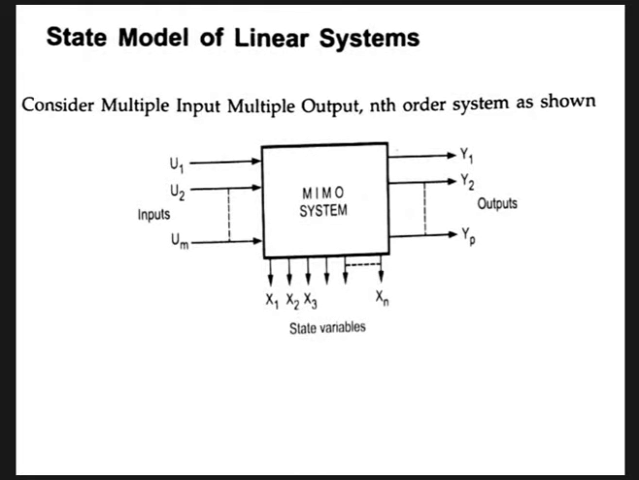This is a multiple input and multiple output nth order system because the inputs are m, the outputs are p, and there are n state variables. Therefore, the number of inputs is equal to m, and the number of outputs is equal to p. The system order is n, so n different state variables will be there.